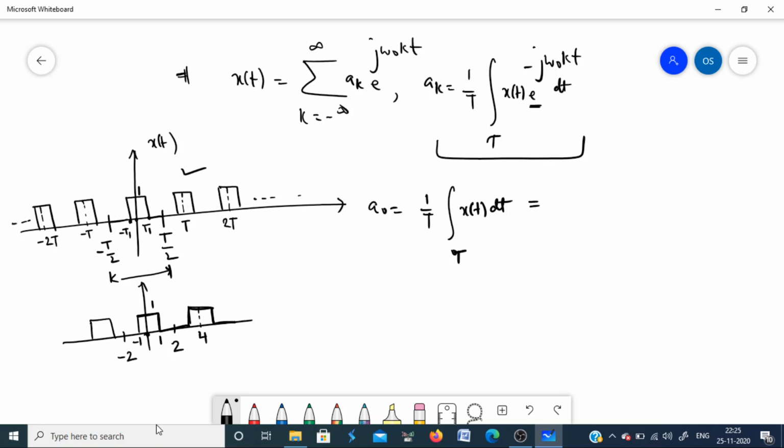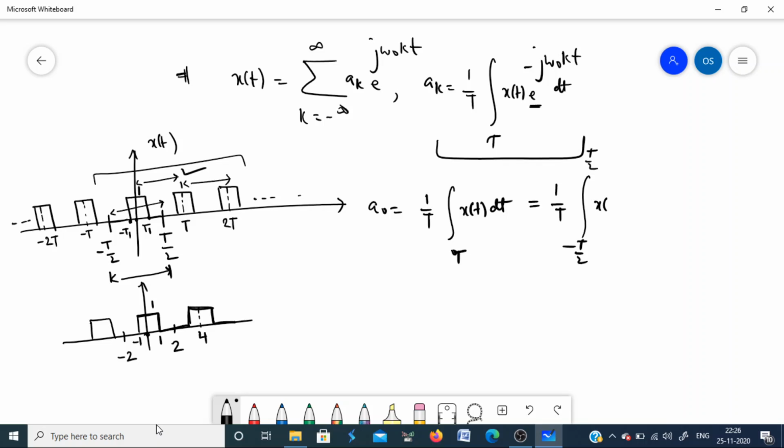Now in this integration 1 by T, T is the time period. When you integrate this function, you can integrate it over any time period. You can integrate from this point to this point, or from this point to this point, or between this point and this point. It is up to you, because since the signal is periodic, the integration over any one time period will be the same. So we integrate in this case from minus T by 2 to plus T by 2.